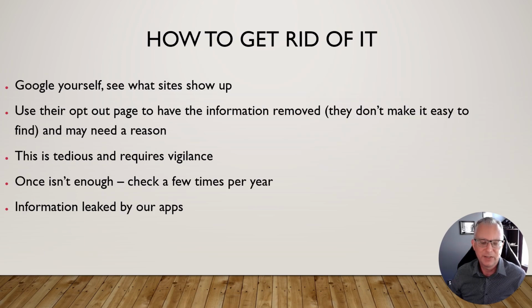So now that we know all of this is out there, the next logical question is, well, how do I get rid of this information? Well, the first step would be to Google yourself and see what sites your information is showing up on. If it's a site you don't want your information on, they will typically have an opt-out page. Now, they do not make this easy to find. A lot of times I had to Google the site's name as well as opt-out page in order to find that link.